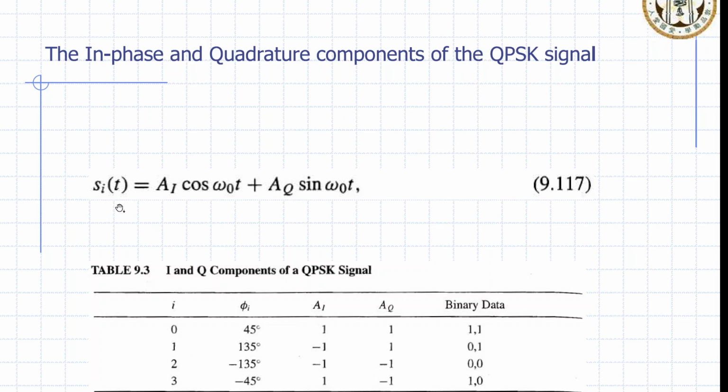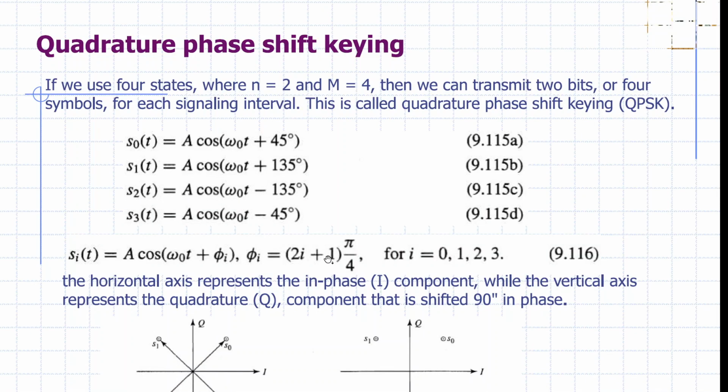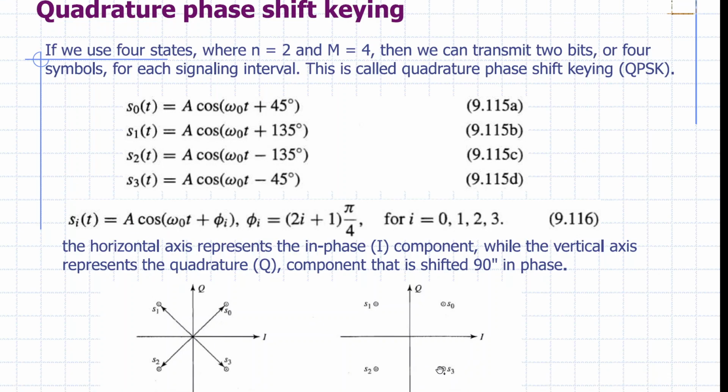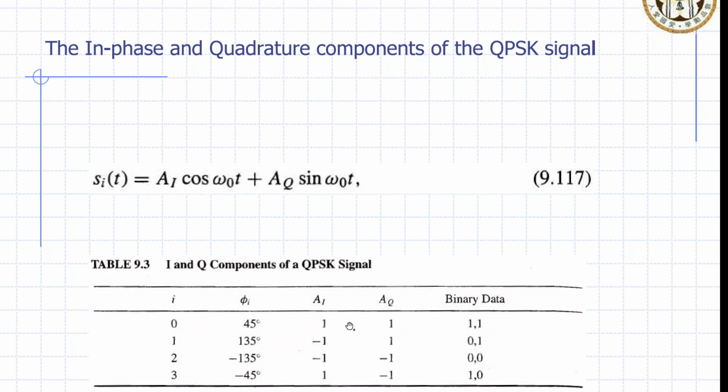So s_i(t) I can write it as a_i cos omega 0 t plus a_q sin omega 0 t, where a_i is the amplitude of the in-phase component, and a_q is the amplitude of the quadrature component. So when i equals 0, this point S0, phi a is 45 degrees and the amplitudes of both are positive, that is 1, 1.